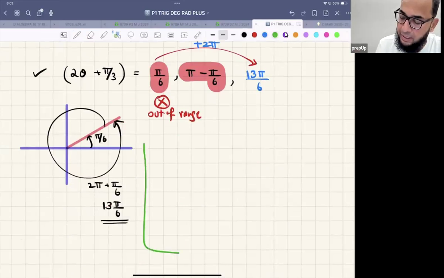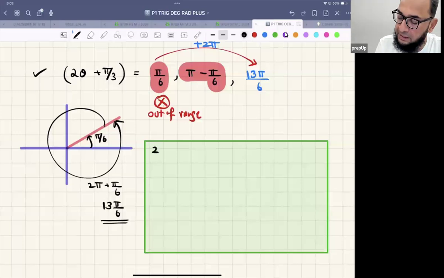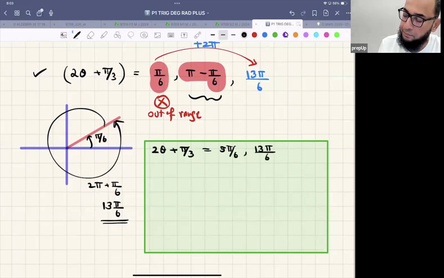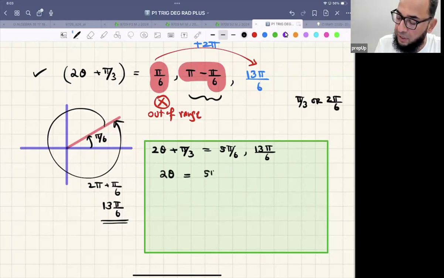And over here, I'll write 2 theta plus pi by 3 is equal to, this is 5 pi by 6. This one is 5 pi by 6. This is 13 pi by 6. And let me subtract pi by 3. Pi by 3, I can write this as 2 pi by 6 for simplicity, for fractional working. 2 theta is 5 pi by 6 minus 2 pi by 6. And this is 13 pi by 6 minus 2 pi by 6.